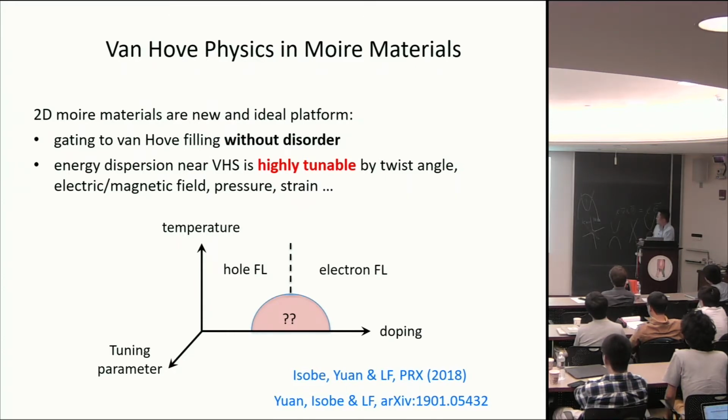So the question is now, what would the phase diagram look like as a function of doping, as a function of tuning parameters, as a function of temperature? Right? So we know that in the high temperature region, we change from electron to hole Fermi liquid when the Fermi energy crosses this Van Hove energy. What happens at low temperature?